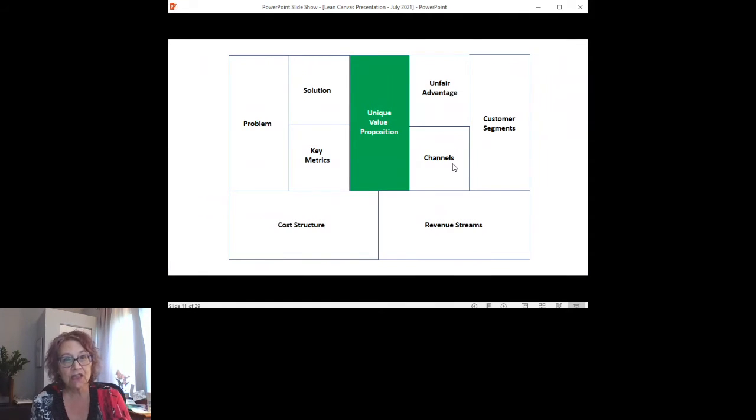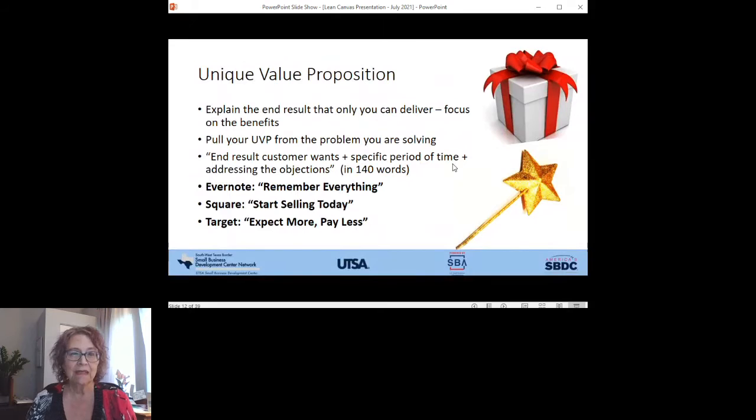So the next section that we want to talk about is your unique value proposition. You notice we haven't talked about the solution yet. We're not going to get to the solution until a little bit later, but we really want to talk about what makes you different. This is explaining the end result that only you can deliver. And you focus again on the benefits. You pull that unique value proposition from the problem that you're solving.